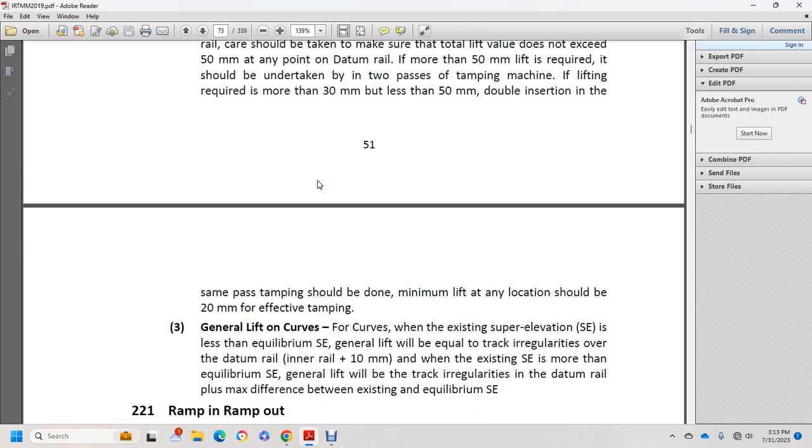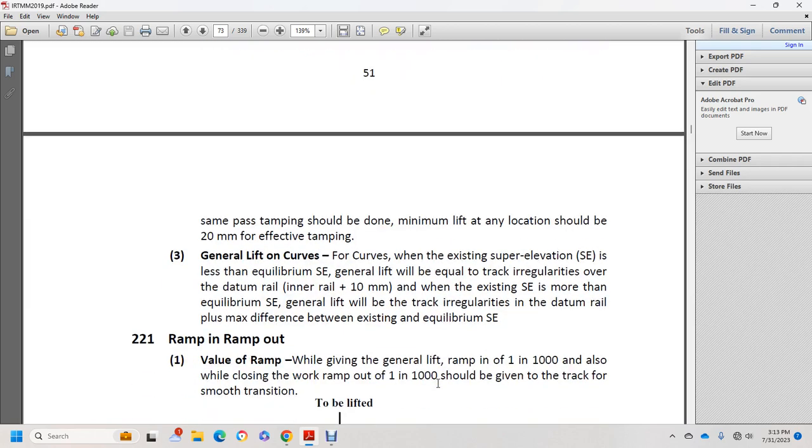The general lift of the curve is the existing super elevation less the equilibrium super elevation. The general lift is equal to the track irregularities over the datum rail (inner rail) plus 10 millimeters. Where the existing super elevation is more than the equilibrium super elevation, the general lift will be the track irregularity over the datum rail plus the difference between existing and equilibrium super elevation.